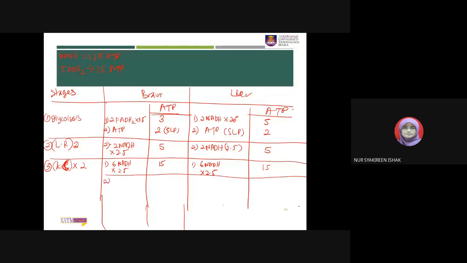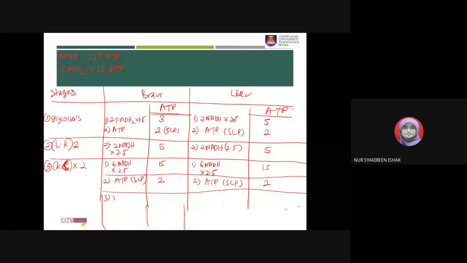Okay. Produk yang kedua untuk Krebs cycle adalah ATP melalui substrate level phosphorylation. Ini sama juga. ATP melalui substrate level phosphorylation. Berapa yang terhasil? 2. Okay. So ini pun 2. Produk yang ketiga adalah untuk 2 cycle dia akan menghasilkan 2 FADH2 kali dengan 1.5. 2 kali dengan 1.5 dapat berapa? 3 lah kan? Kali dengan 1.5 ATP dapat 3. So ini je lah jumlah yang kena total up.